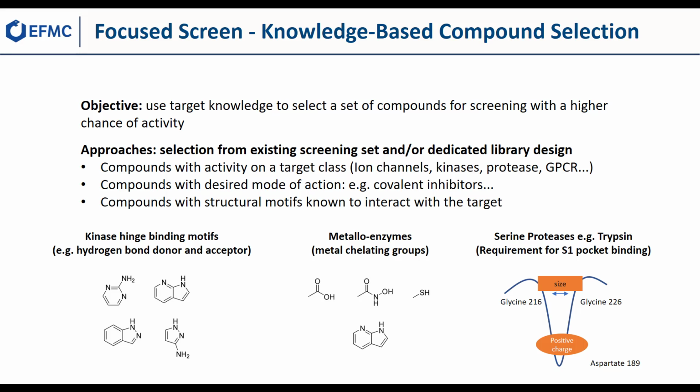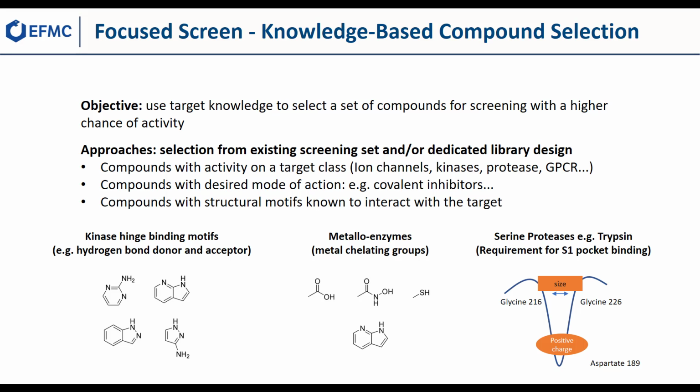So these can be compounds with activity on a target class. So let's say you're working on an ion channel or a kinase. You can select compounds that have activity on other targets in this family, and these will have a higher chance of being active on your target of interest. The second approach is to use compounds with a desired mode of action. So for example, if you want to go after a target with covalent inhibitors, then you can select a set of compounds with reactive groups. And finally, you can select compounds with structural motifs which are known to interact with your target.